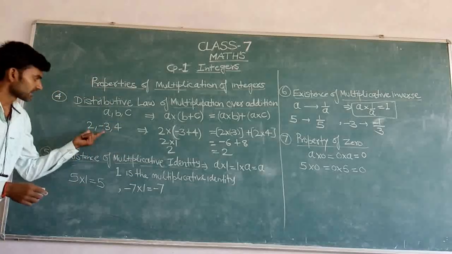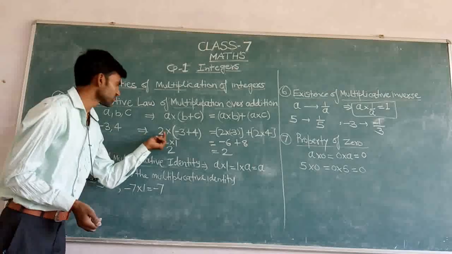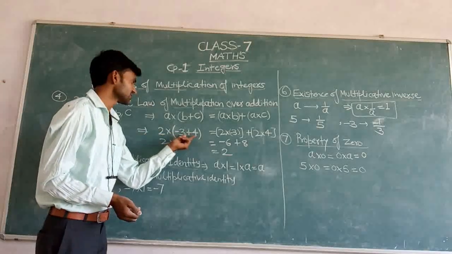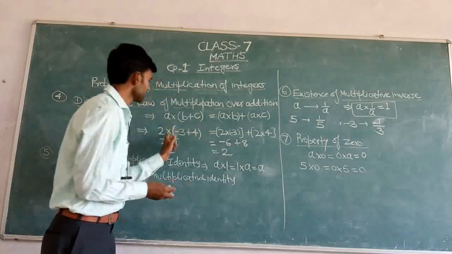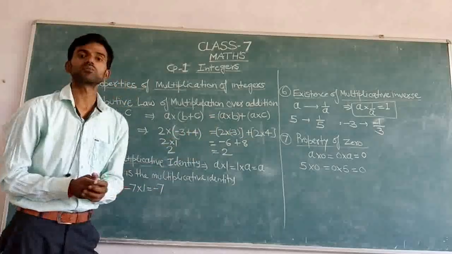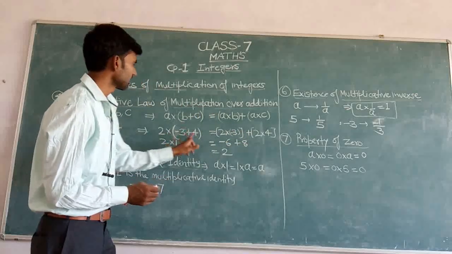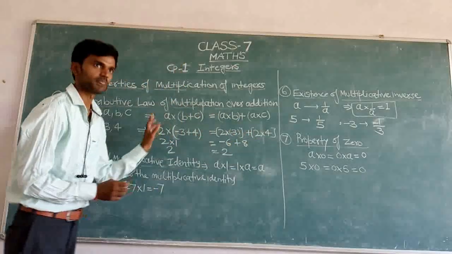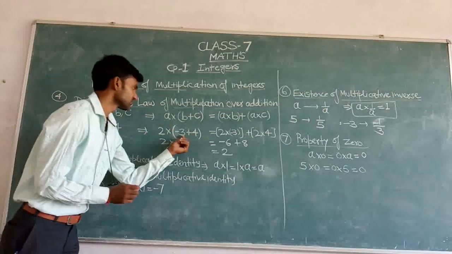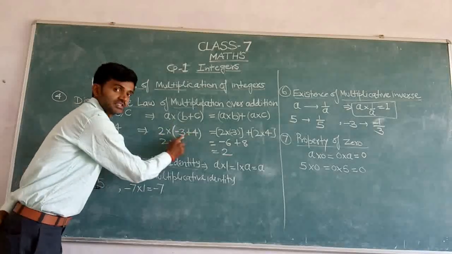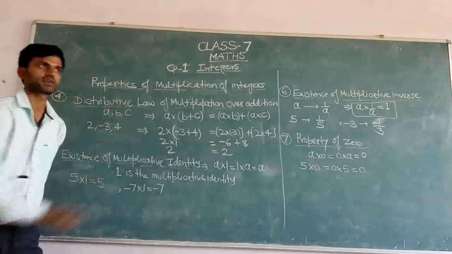For example, suppose 2, minus 3, 4. Here are three integers. Now when 2 is multiplied by the sum of minus 3 and 4, then 2 is distributed on minus 3 and 4 both. 2 is multiplied by minus 3 plus 2 is multiplied by 4. Okay, now come to the result. When we add 4 and minus 3, we get 1. Now 2 into 1, we get 2.